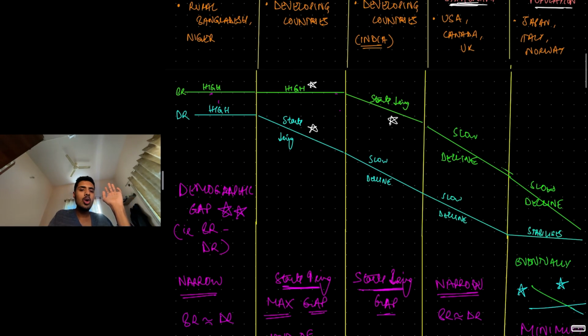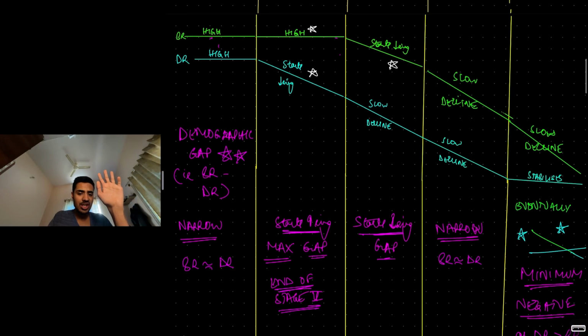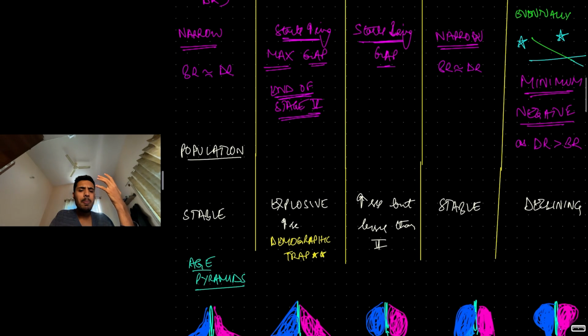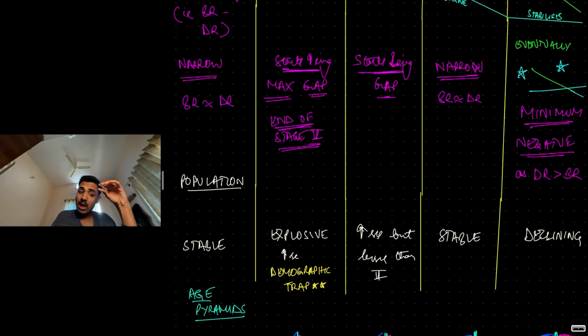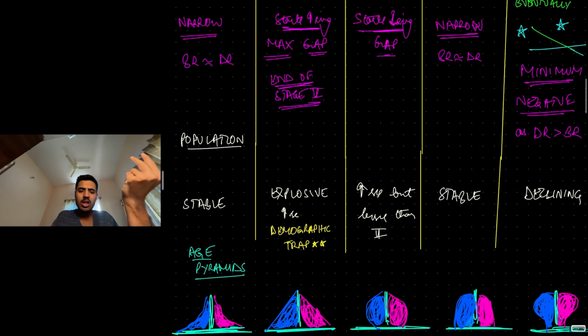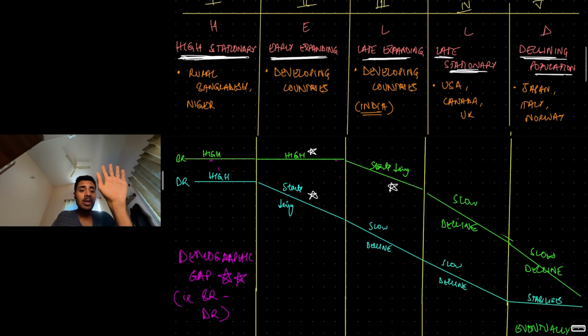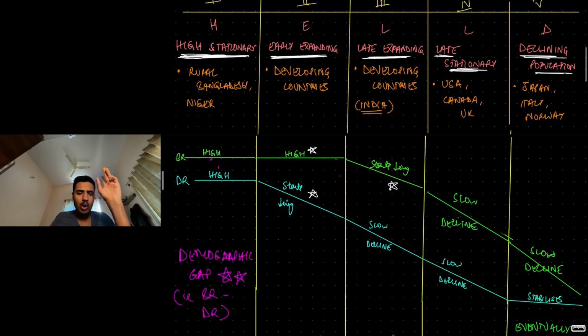So that is in stage 1, high stationary. Stage 1, what happens? High stationary. Now because birth rate and death rate both are high, the population will be stable. Of course, there are not as many people, a high amount of births, high amount of deaths as well. So you have a stable population. That is stage 1, high stationary. Best examples are rural Bangladesh and Niger. These are all very backward countries where birth rate is very high, death rate is also high.